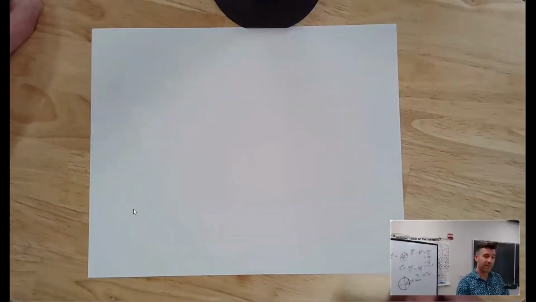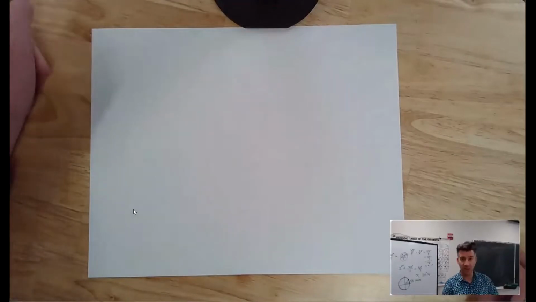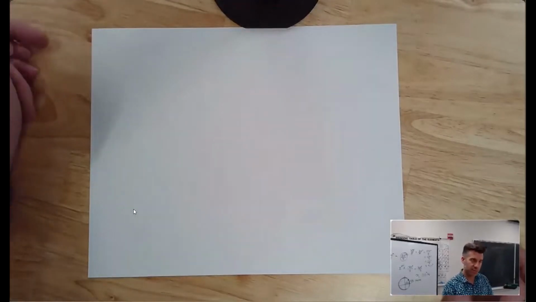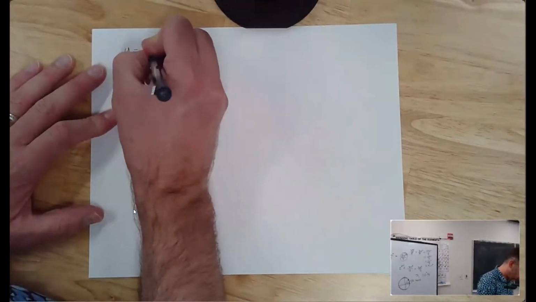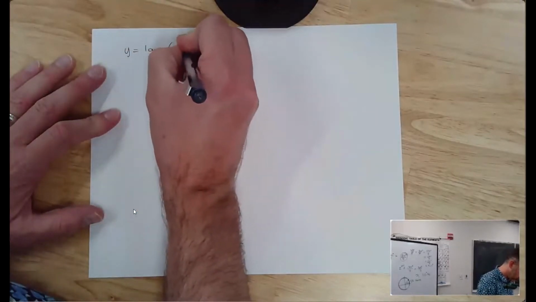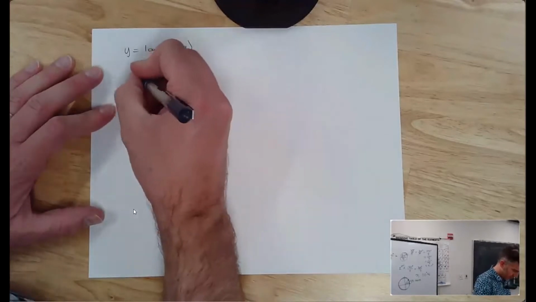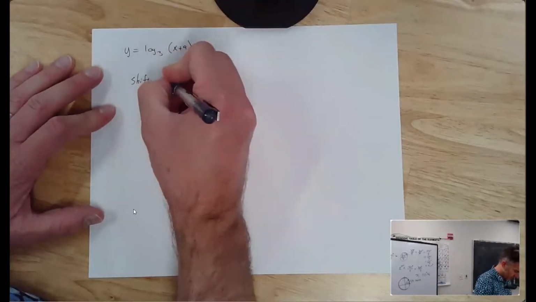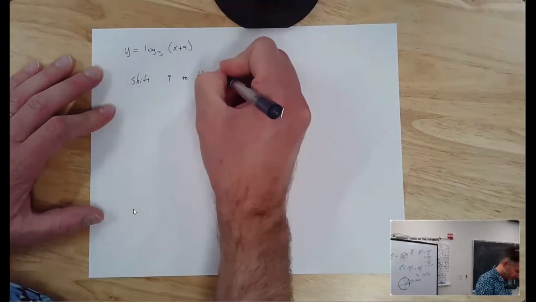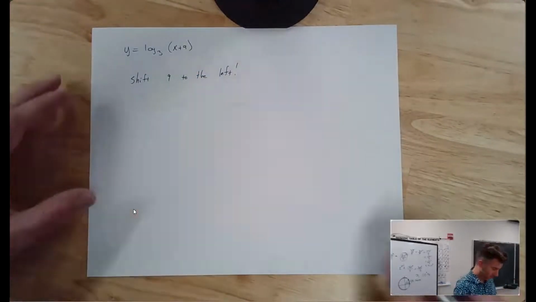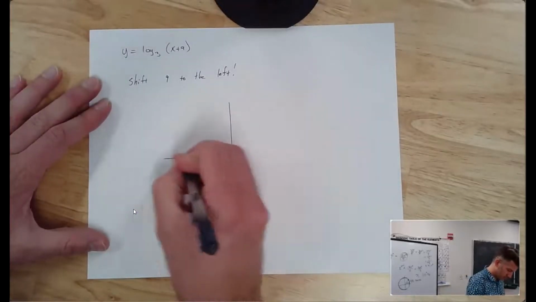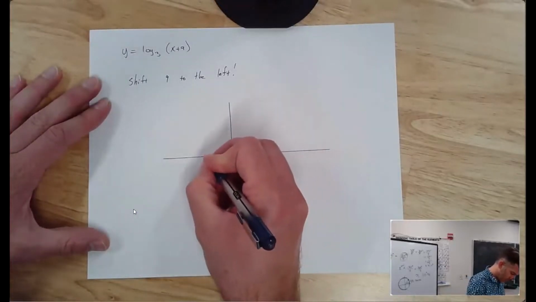Shifting to the left adds another layer of difficulty. So let's look at, say, y equal to log base 3 of x plus 9. This is going to shift us 9 to the left. So our new vertical asymptote is going to be x equal to negative 9. I'm going to draw this one a little more precisely than I usually would.